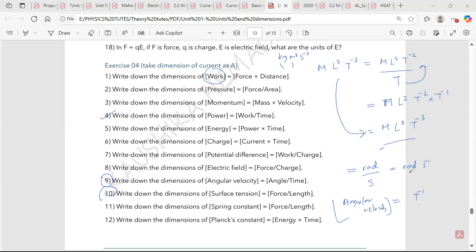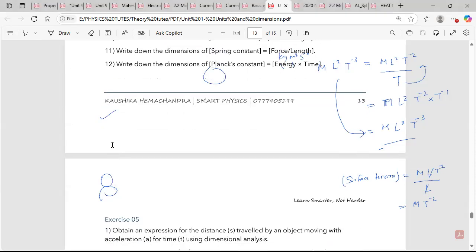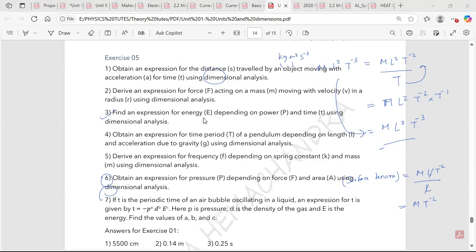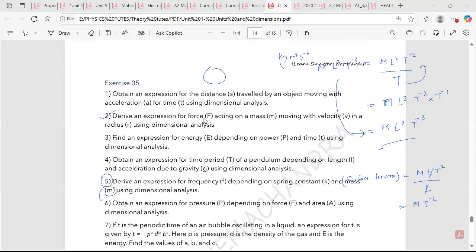So surface tension is force over length, right? Force divided by length. Force is mlt minus 2 divided by length. So length and length get cut, you get mt minus 2 for surface tension, right? So we'll try another one. I'll give you some other sums which are not here. These are just for the next derivations part.